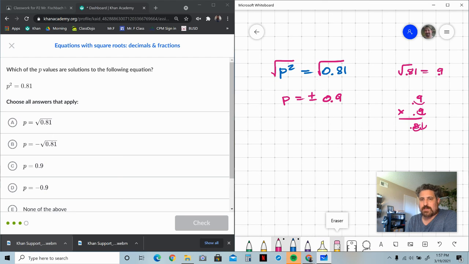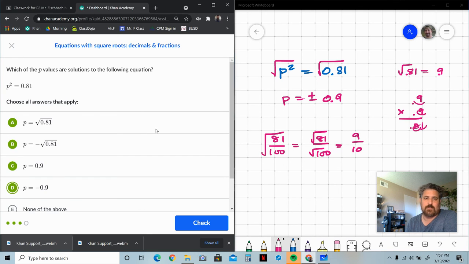So it's just going to be a positive or negative 0.9 or 9/10, right? You could also think of this as, like I said, the 81 over 100. And we do the square root of that. That's the same as the square root of 81 all over the square root of 100, which is the same as 9 over 10, right? So it's going to be plus or minus 9/10, right? So when we're looking at our answer here, the square root of 81/100 is going to work. Negative of that would also work because it's plus or minus. And then, of course, the 0.9 and all these work. So this is one where everything that they have would work.